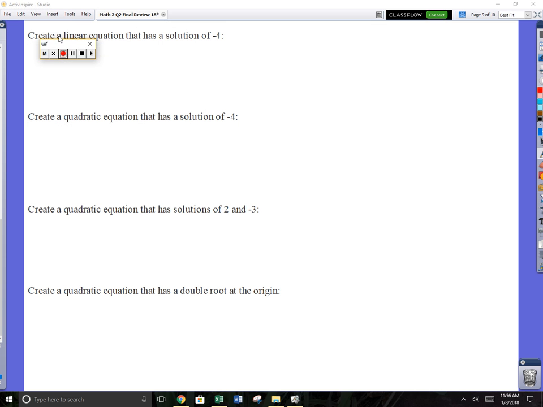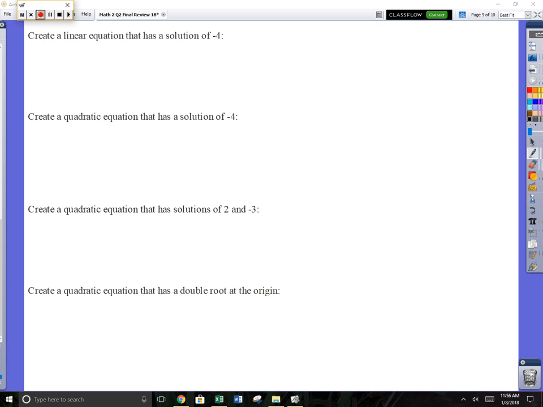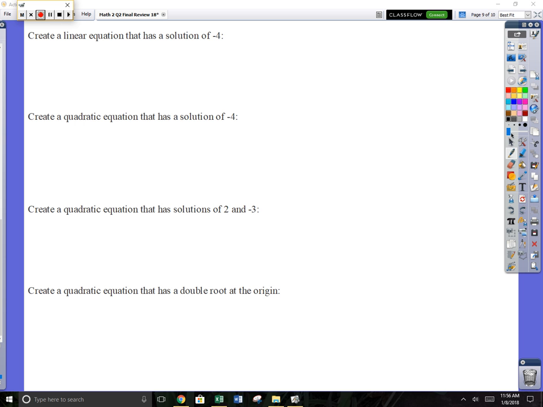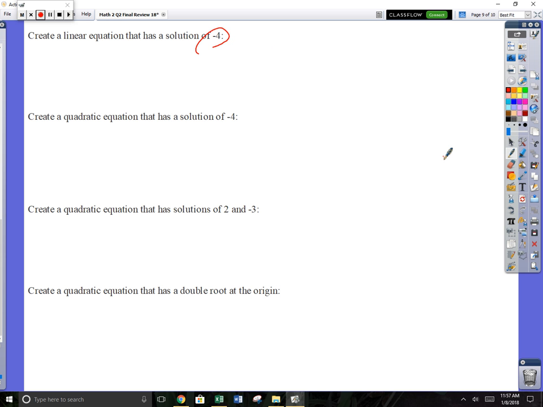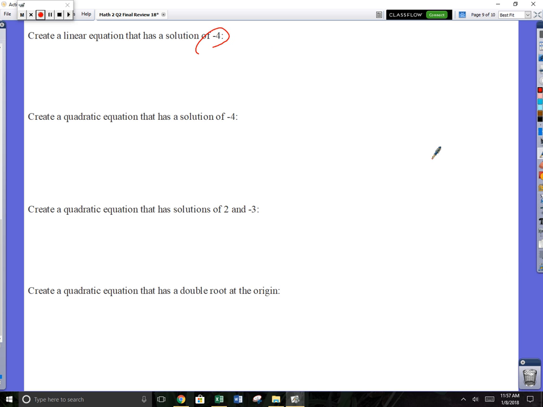Alright, now we're getting to the good stuff. So, a little more higher level thinking questions. Number 1. Create a linear equation that's got a solution of -4. So I give you the answer, you use a little bit of your creativity, come up with an equation that gives me that for a solution. It's got to be linear.